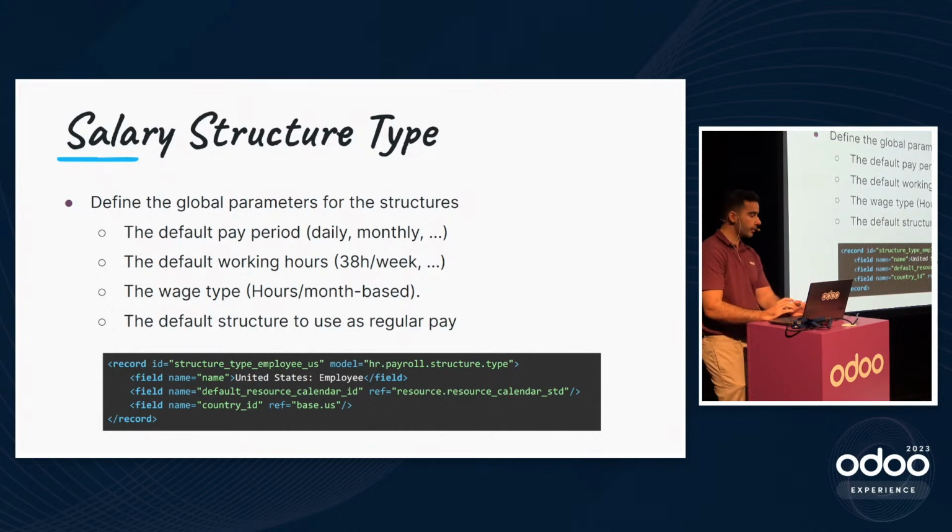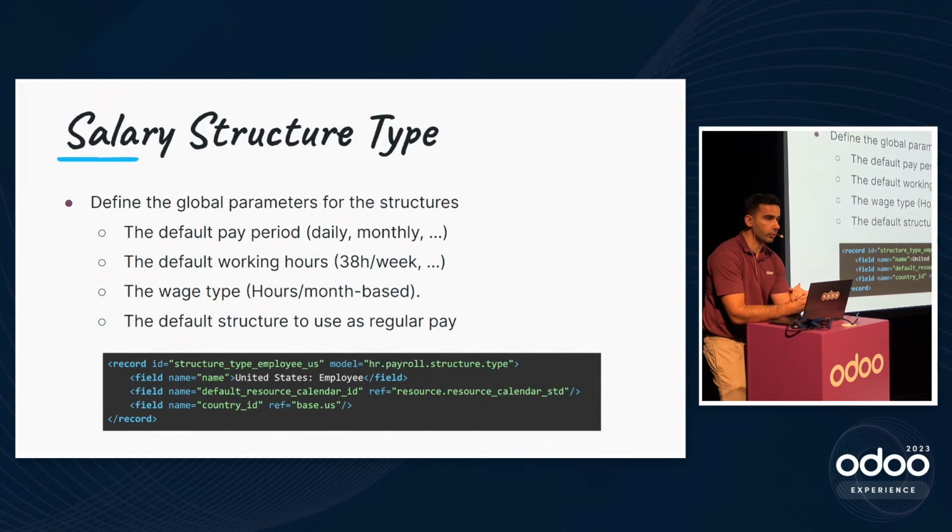So the first model is the structure type. This defines the global parameters of your payroll localization. For example, here it could be Belgium classic employee. On this model, you can define the default pay period. Are you paying your employees daily, monthly, quarterly?